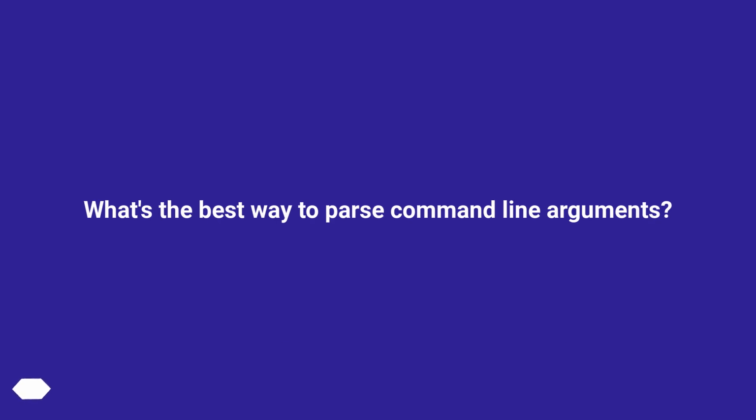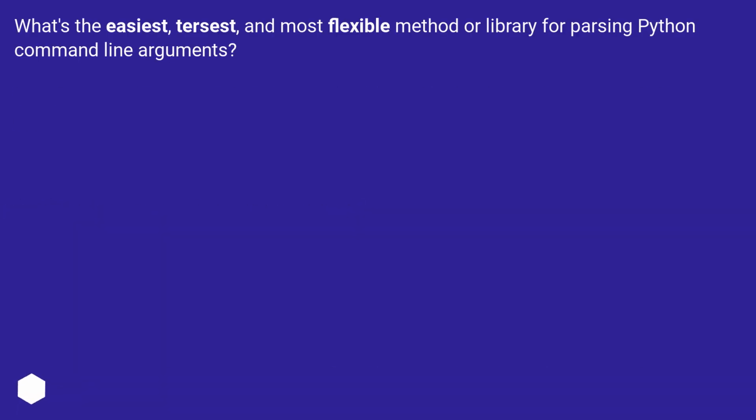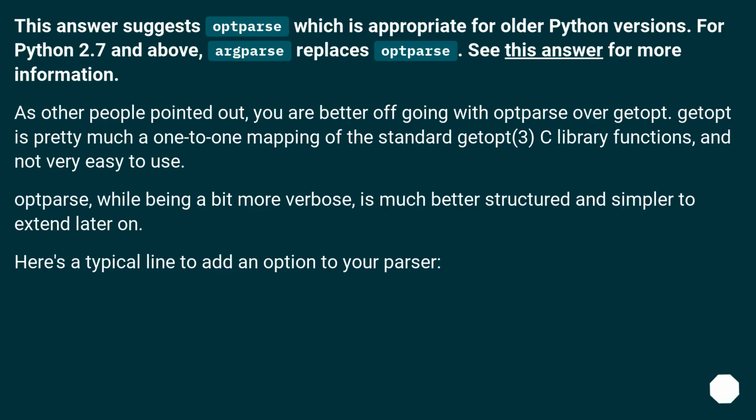What's the best way to parse command line arguments? What's the easiest, tersest, and most flexible method or library for parsing Python command line arguments? This answer suggests optparse, which is appropriate for older Python versions.